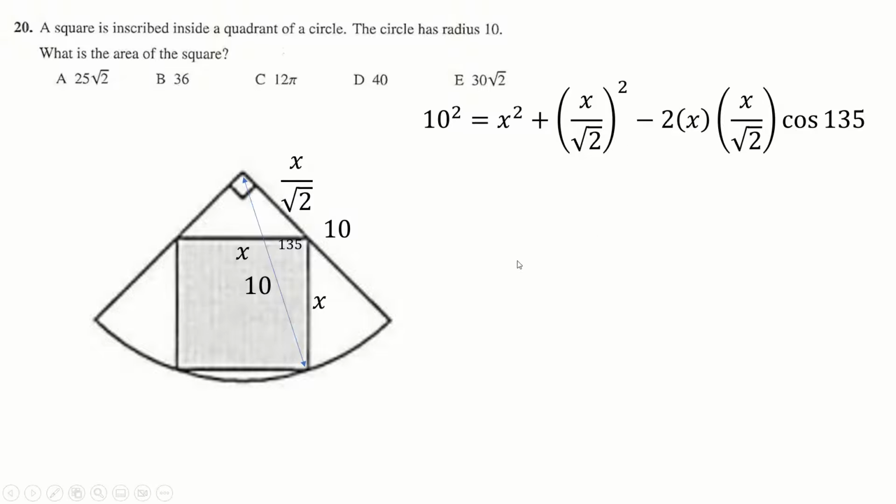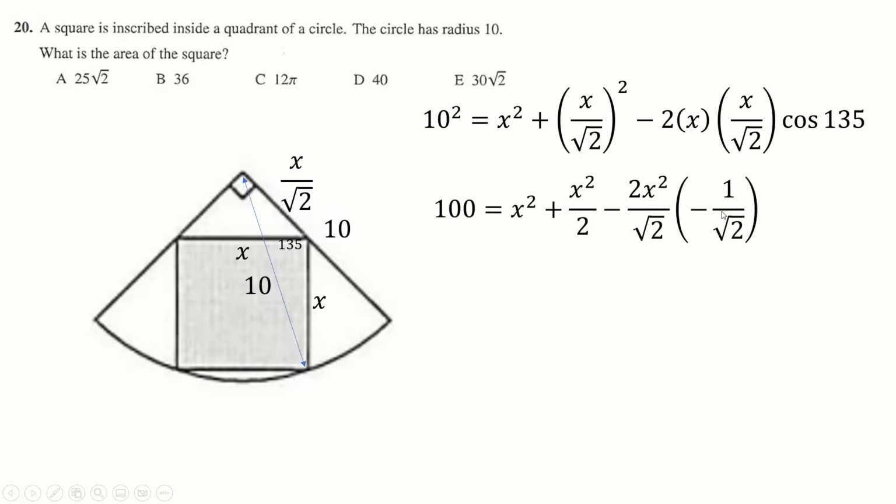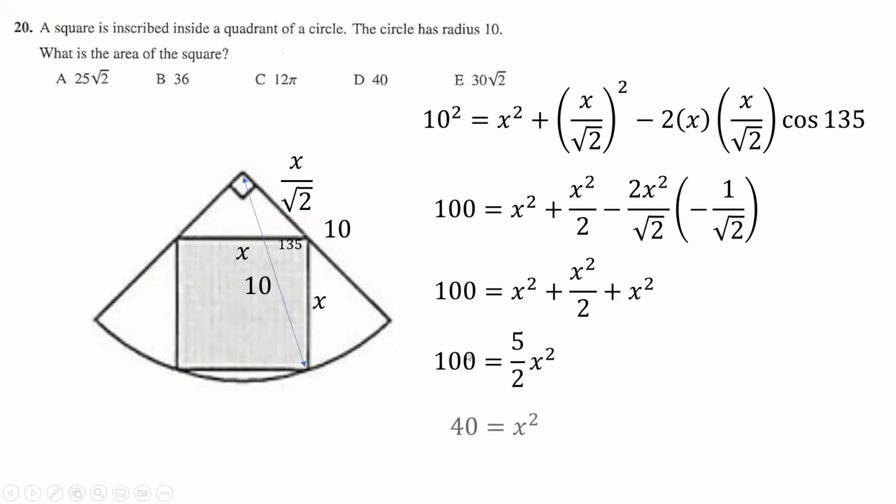But cos of 135, if you draw the graph, it's 45 degrees on from 90, cos goes into the negative, it dips down into negatives after 90, so this is minus 1 over root 2. Everything else ends up being quite nice. These cancel, the 2 cancels with that, these become a plus. You add these together, you times by 2, divide by 5, and we get x squared is 40, which of course is the area of the square.